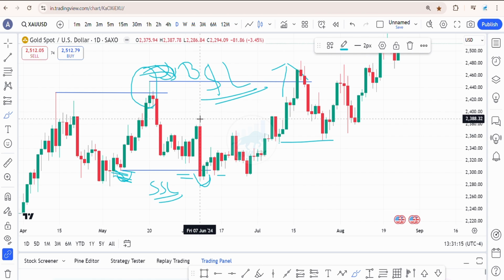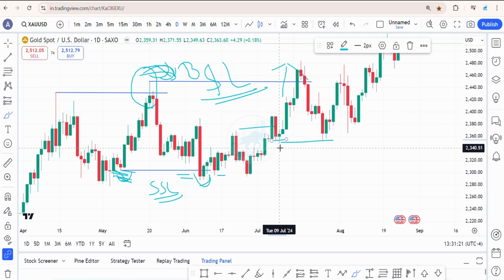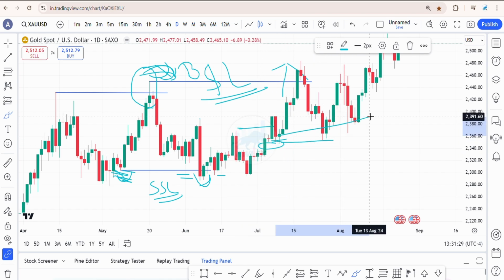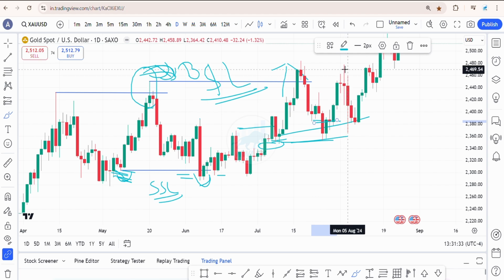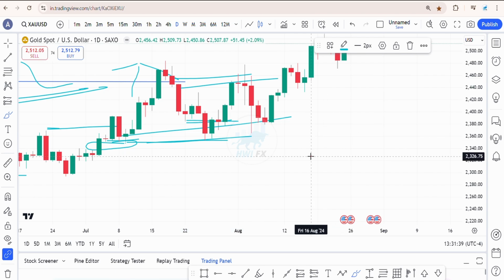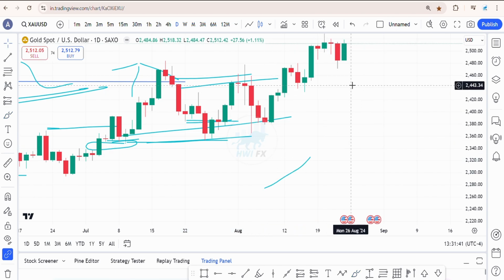Whatever you see, this was a breakout, okay, came back to here, took liquidity again in the form of imbalance, which is internal liquidity, then went up, then came back here again, and then again took this swing low, then went up, then came down, then went up. At the same time, the market is doing the same thing again and again.